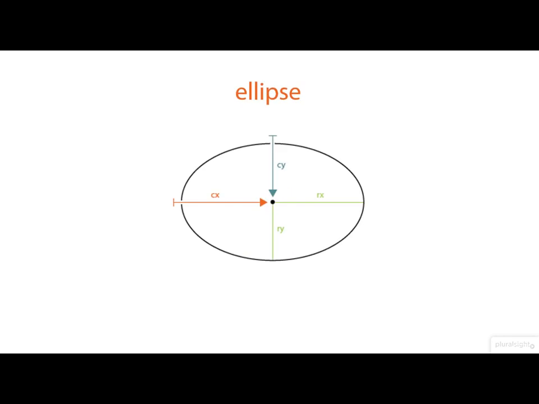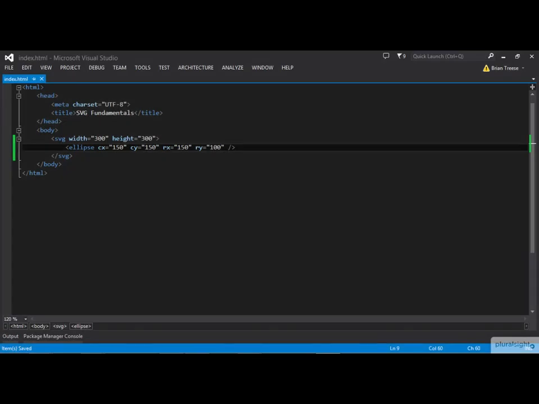Ellipse. The ellipse, like the circle element, needs a center point. The difference is that it requires two radii, one for the x-axis and another for the y-axis.